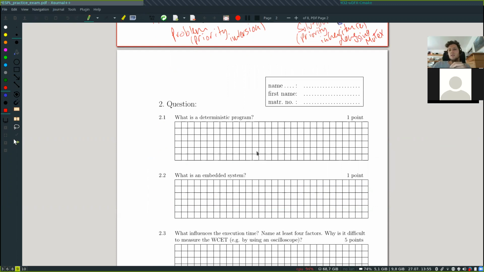Can one of you tell me what a deterministic program is? I think it's a program that, when given the same inputs, is capable of returning the same output. Yeah, that's a pretty good answer. So I should write that one in here. A program that when given the same input generates the same output. Perfect. What is an embedded system?